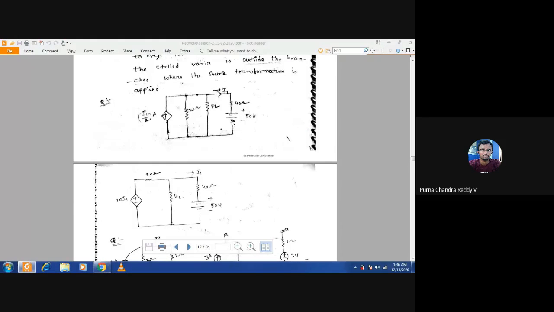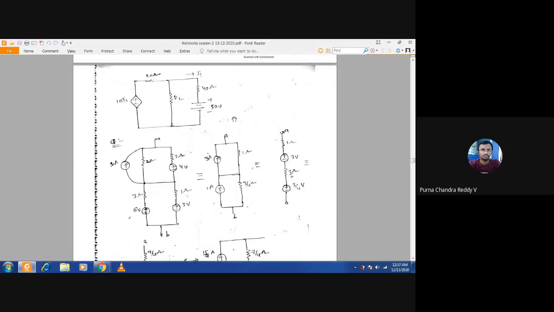Here you may feel like, sir, I can apply source transformation here. Why? Because there is a voltage source in series with a resistor. But you cannot. What is the reason? Dependent source, dependent variable. Yes sir, because of the dependent variable present in this branch, you cannot apply the source transformation technique. I told you already, note this point, last week itself. In branches with dependent variables, the source transformation technique is not applicable.